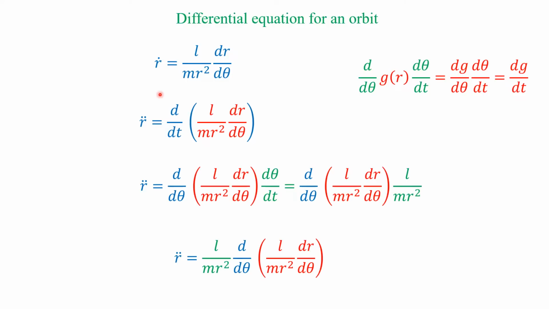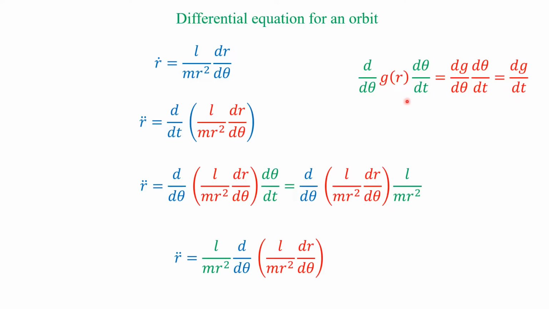Then now you take r double dot, that is the second order derivative of r with respect to time. You differentiate this again, that is d by dt of this entire term, because it's r dot. d by dt of dr by dt is r double dot naturally. So I have taken this as it is. Now our ultimate aim is we want to remove the time dependence. That is our ultimate aim.